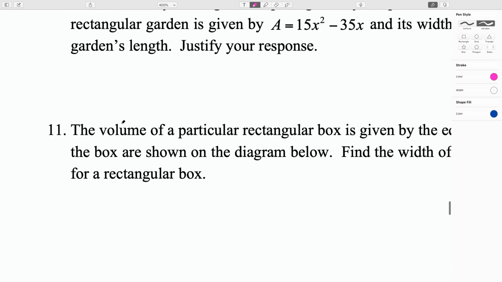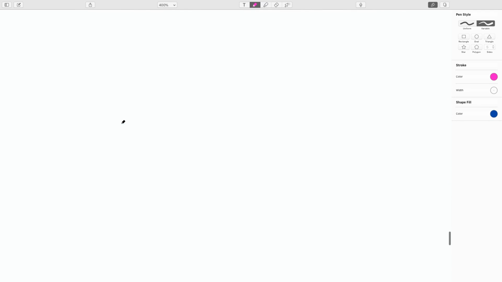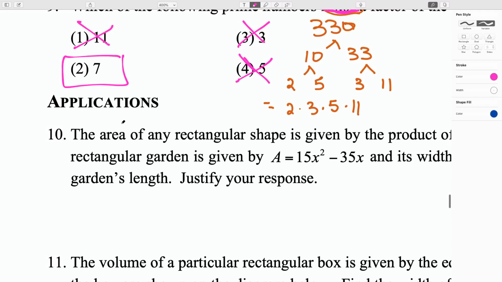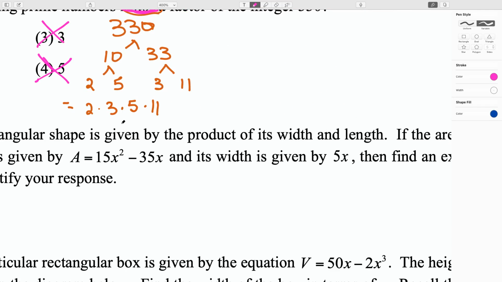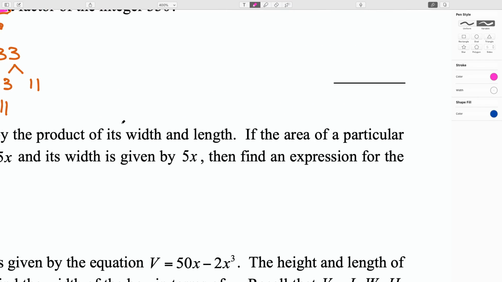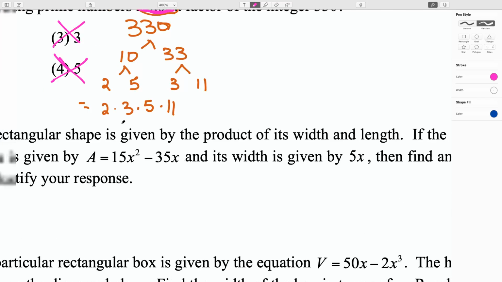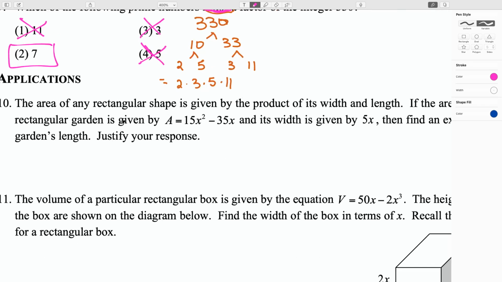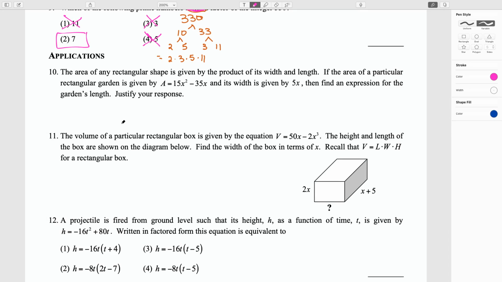The area, only 3 more left. This is so much fun. The area of a rectangle shape is given by the product of its width and length. The area of a particular garden is given by 15x squared minus 35x, and the width is given by 5x. Then find an expression for the garden's length.